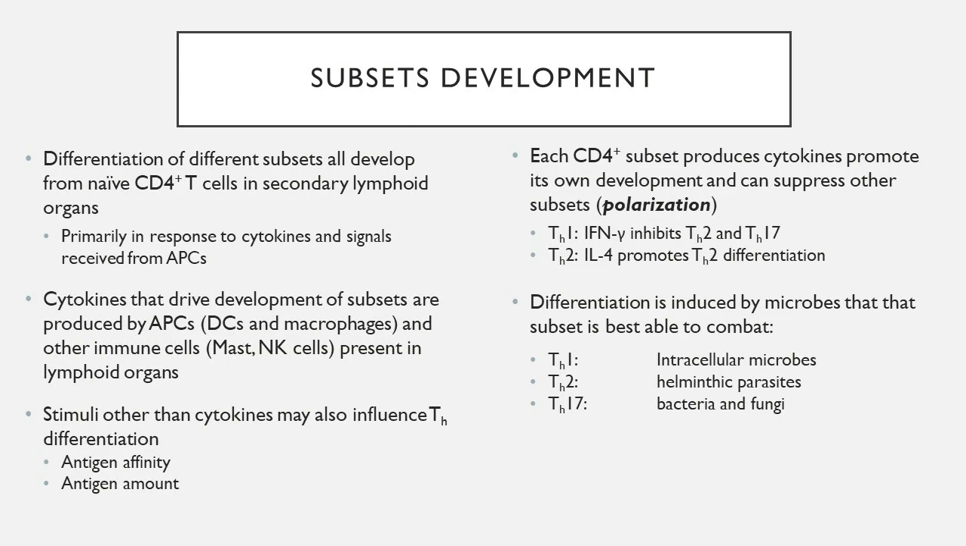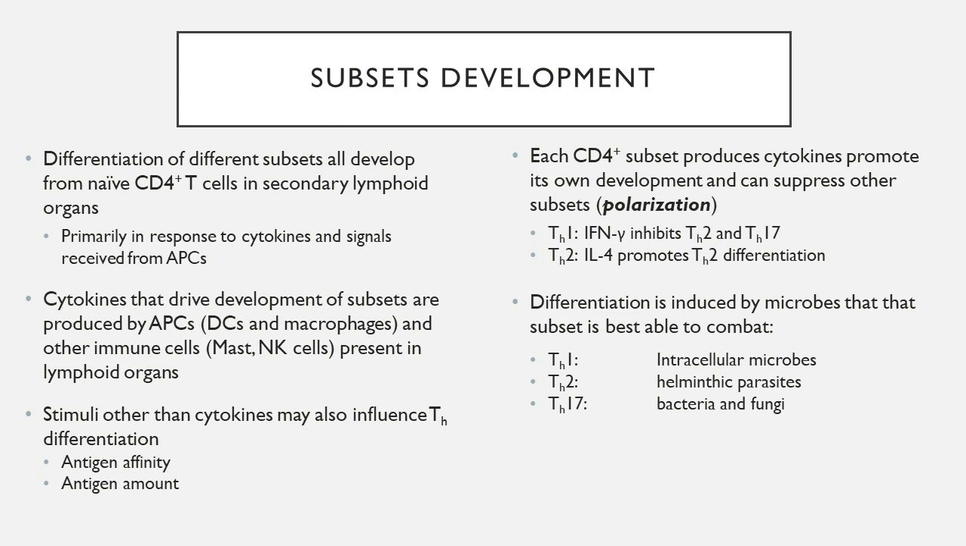Now, the development and differentiation of these different subtypes all occur in secondary lymphoid organs. At the beginning of this lecture, we talked about the development of these lymphocytes and how naive CD4 plus cells are developed in the primary lymphoid organs, like the thymus, and then travel to the secondary lymphoid organs. It's only in the secondary lymphoid organs where naive CD4 plus cells, which by definition have no subtype, first get activated and then are told, primarily by antigen-presenting cells, what subtype to differentiate into. Other immune cells like mast cells or natural killer cells present in the lymphoid organs also have a hand in driving this differentiation by the cytokines that they produce. There are also other stimuli besides cytokines that can influence the differentiation, such as antigen affinity or antigen amount.